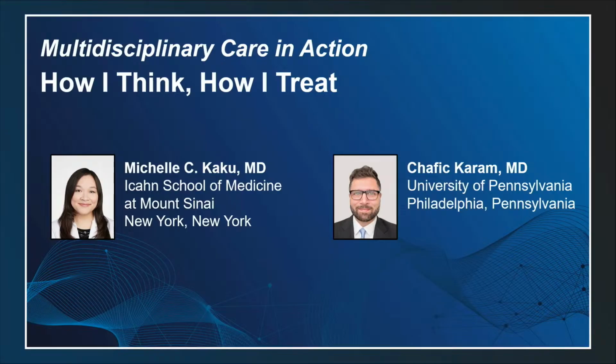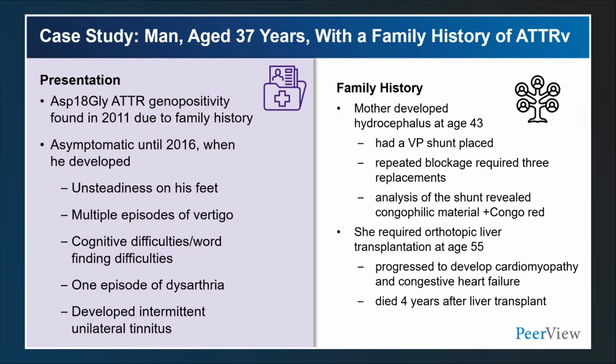Great. And this is my case. So the last case of the day, I'll be talking about a 37-year-old with a known family history of amyloidosis. So this person had ASP18-GLY TTR genopositivity that was found in 2011 due to his family history. He was pretty asymptomatic up until 2016 when he started to develop a little unsteadiness on his feet, several episodes of vertigo, some cognitive difficulties and word-finding difficulties, an episode of dysarthria, and he also developed some intermittent unilateral tinnitus.